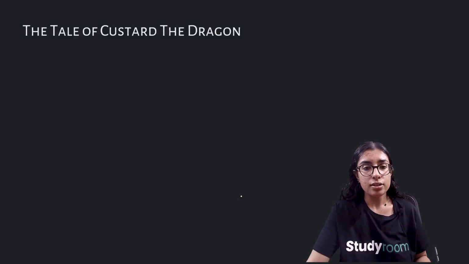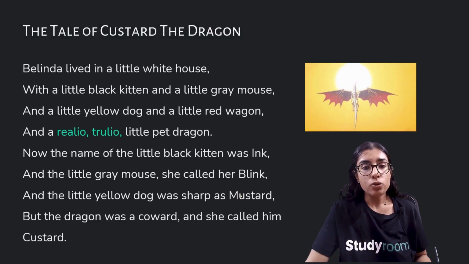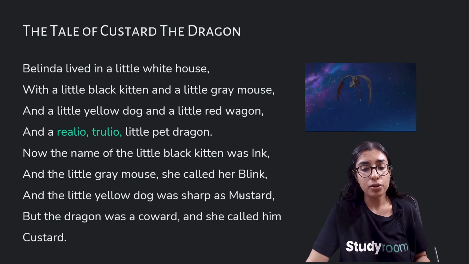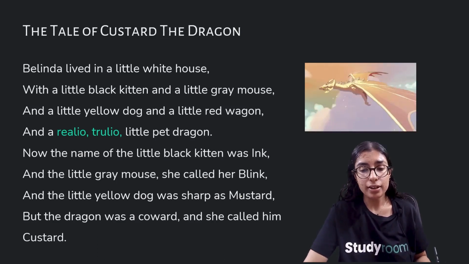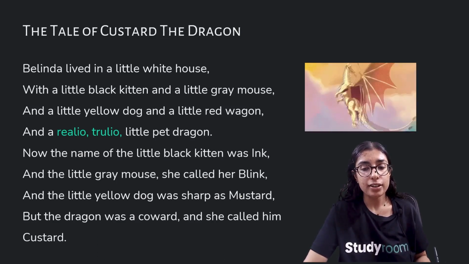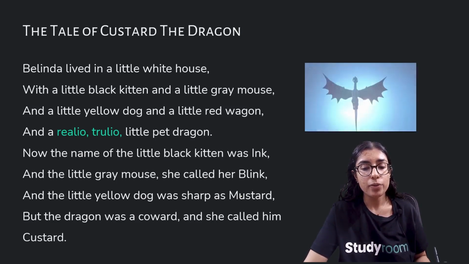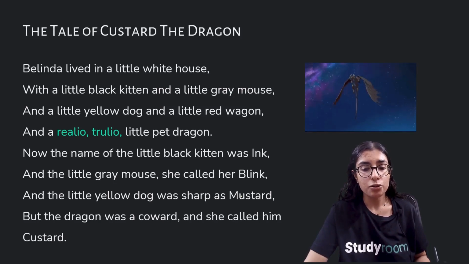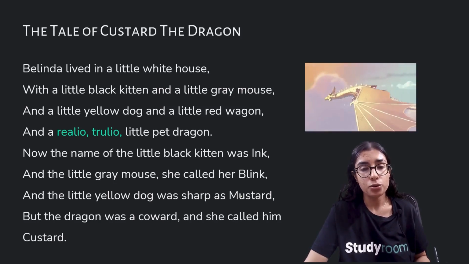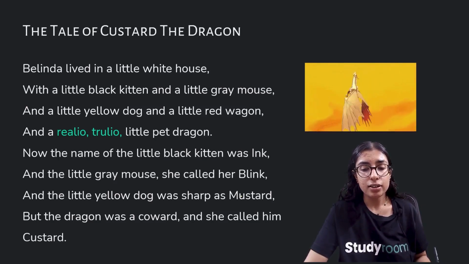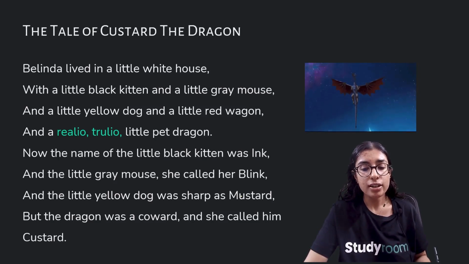The Tale of Custard the Dragon. Before we move into the poem, let's have an insight into what the poem is actually all about. The poem is a humorous ballad that represents a piece of writing in a very funny way. A little girl, Belinda, is described in the poem as somebody who has a lot of pets, and all of those pets have been named by her. She has named the black kitten Ink, the grey mouse Blink, the yellow dog Mustard, and a cowardly dragon Custard.